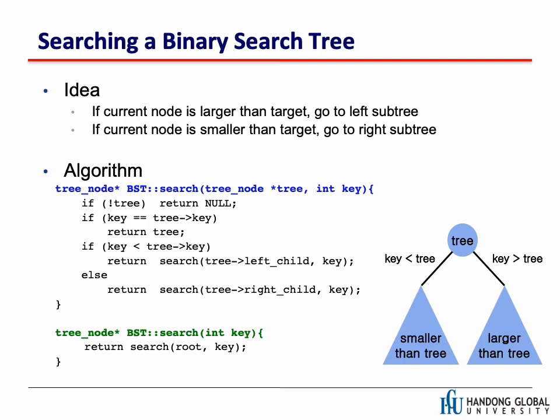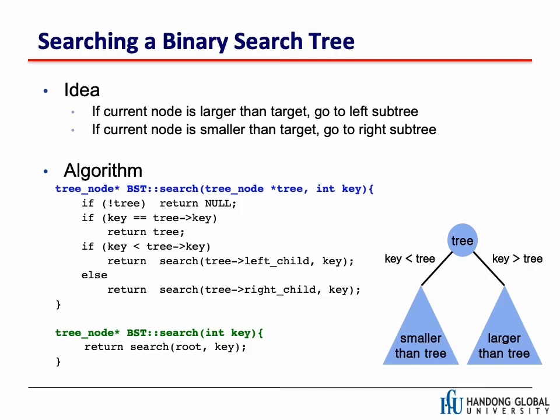Okay. Otherwise, if the key is smaller than the tree key, then we return search of the left child and key. It means recursively we search. So if key is smaller than tree key, then we will look at the left subtree, by calling the search function with the left child pointer and the same key. Otherwise, we call the search function with the right child pointer and the key too. Okay, so this is it.